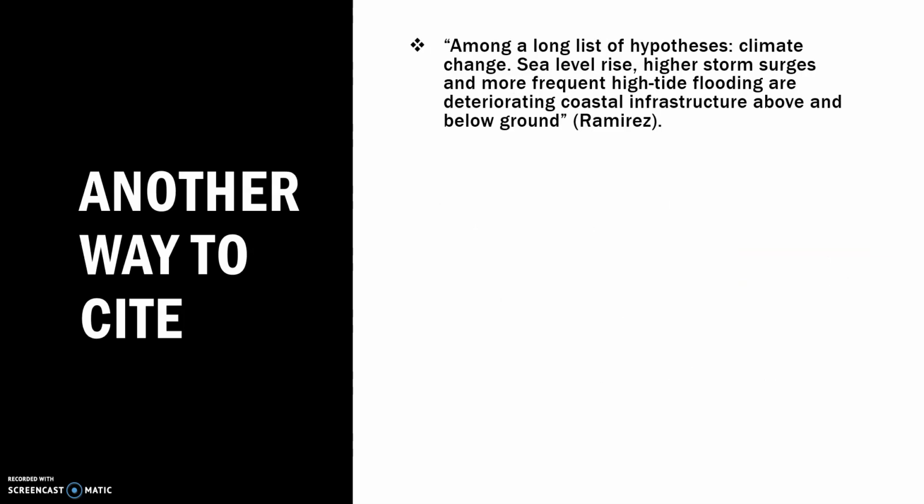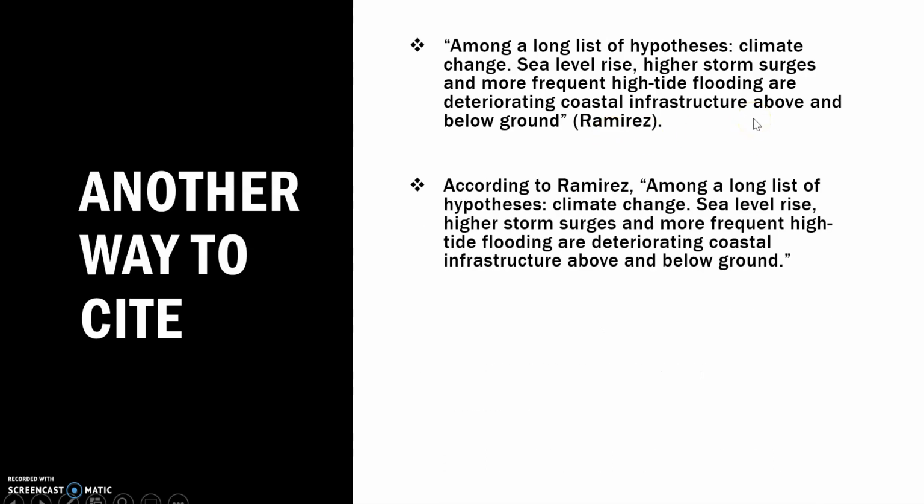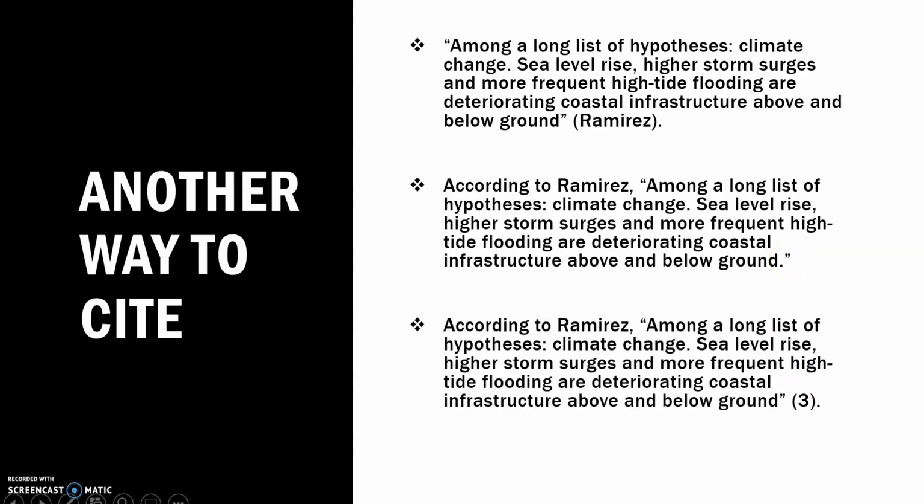Another way to cite is to introduce the author or the piece of work first. So here we have the example we did in the last slide, and here we have the same exact quote with a different method of citing it. According to Ramirez, so introduce your source, comma, and then we have our quote. And we have our period inside the quote because there's no page number here. If you have a page number, notice that you would introduce and then you would simply put the page number in parentheses at the end, followed by a period.